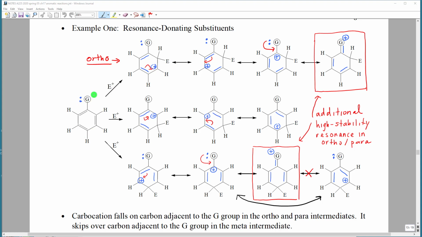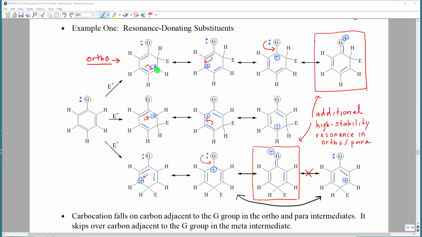We're going to start then by looking at the intermediate structure that we would get by attaching the electrophile in the ortho position. So that would be right here. In the meta position, which would be right here. And in the para position, which would be right here. So going back to our generalized mechanism, if we take this pair of electrons, we make a bond to that electrophile, we put the electrophile here, we get a carbocation on the adjacent carbon, which I've indicated right here.